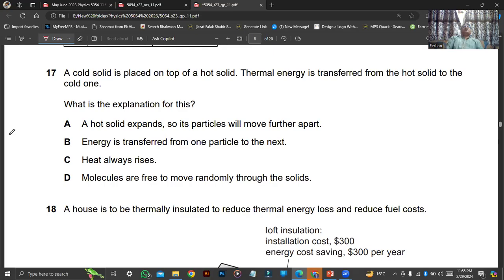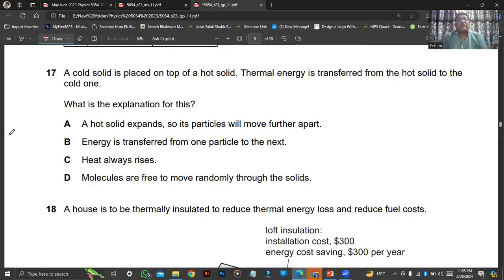Because here the energy is transferring from one solid to another solid, and both the solids are in contact with each other. The process mainly by which the energy is transferred is conduction. And in conduction, the particles transfer energy to the next particle by remaining in their fixed position by vibration. Okay, or maybe in some cases there are some free electrons also involved.